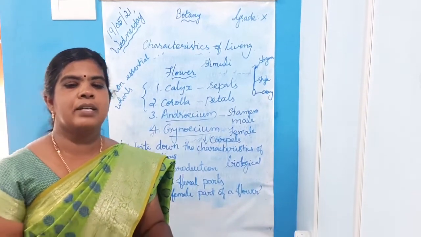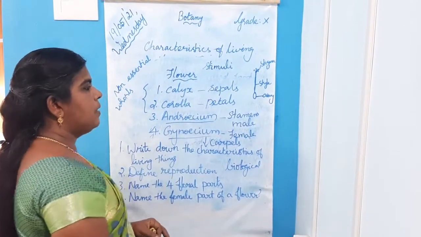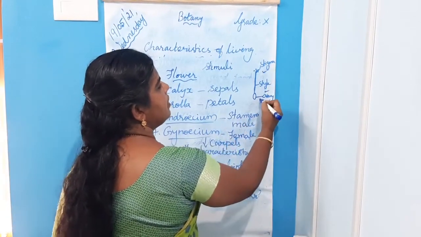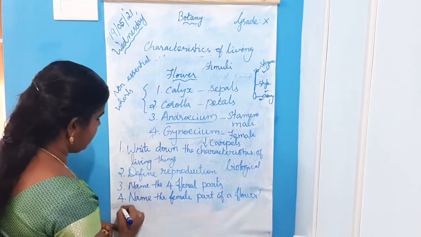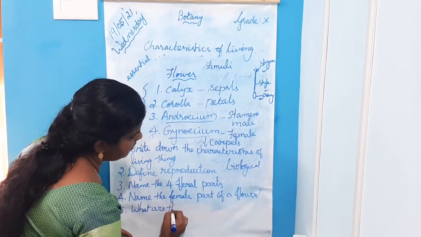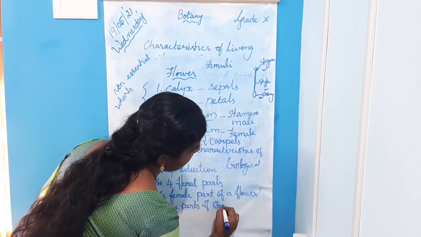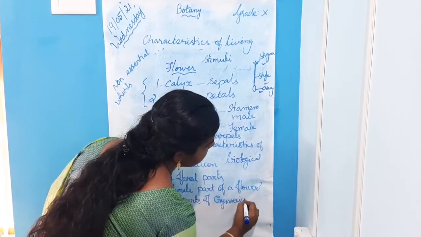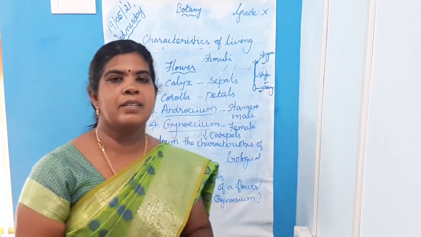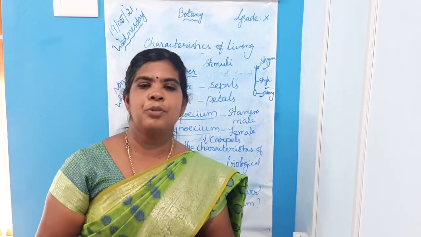The last question you are writing: what are the parts of gynoecium? Ovary, style, stigma. Ovary, style and stigma. These are the parts of gynoecium. These answers you are writing in your notebook and learning.